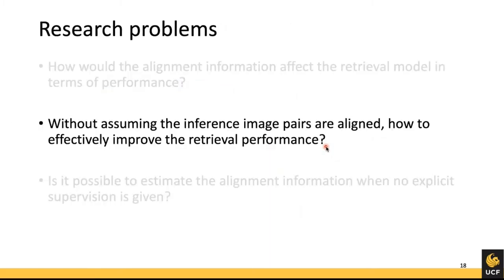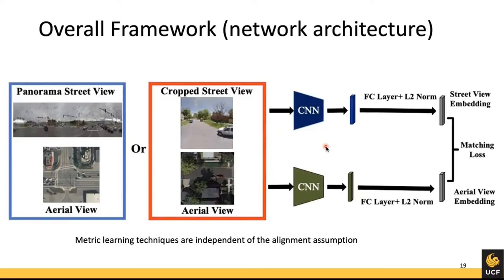So that leads to our second question. Without assuming the image pairs are aligned, how do we effectively improve the retrieval performance in this more realistic scenario? We approach this problem from the metric learning perspective, because these metric learning techniques are independent of the alignment assumption.